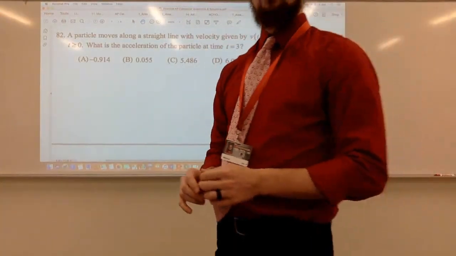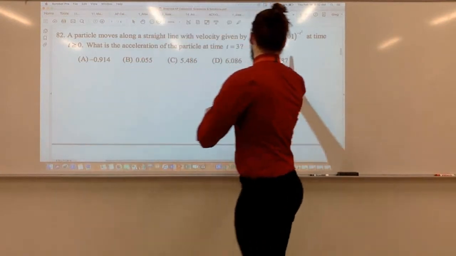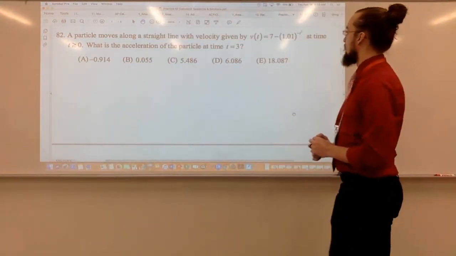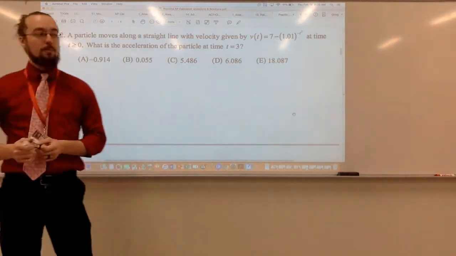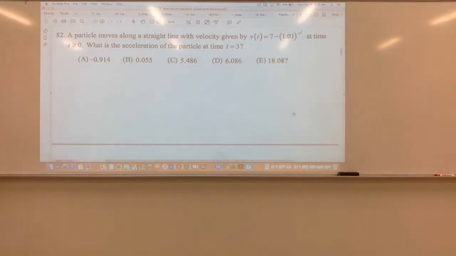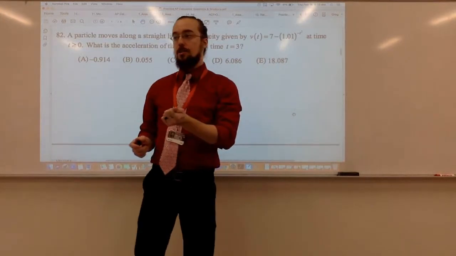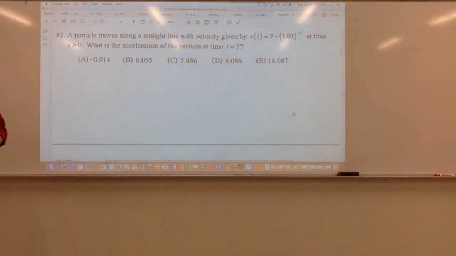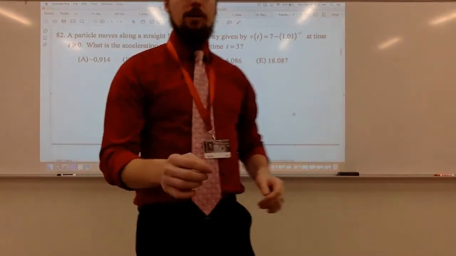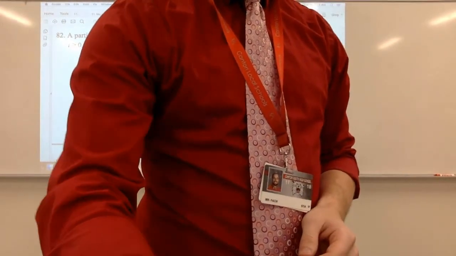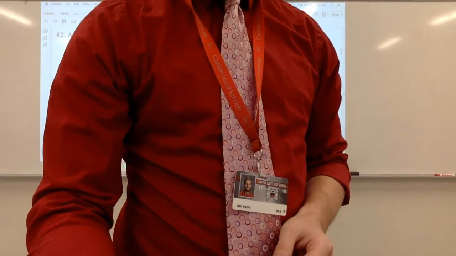So on this one, a particle moves along a straight line with a velocity given by this, right? 7 minus 1.01 to the negative t squared power. And we want to figure out the acceleration when t equals 3. Acceleration is the derivative of velocity, right? So this question is just asking me to take the derivative of that velocity function and plug in 3. We can do that all in one step on the calculator. So let me pull up the calculator here.